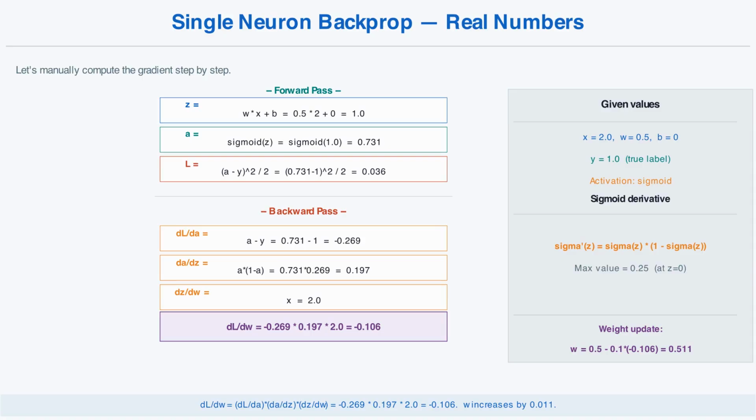Now backward, dL over da equals a minus y equals minus 0.269. da over dz equals a times (1 minus a) equals 0.197. dz over dw equals x equals 2.0. Chain rule, dL over dw equals minus 0.269 times 0.197 times 2 equals minus 0.106. Weight update with learning rate 0.1, w becomes 0.5 minus 0.1 times minus 0.106 equals 0.511. The weight increased, correct direction.